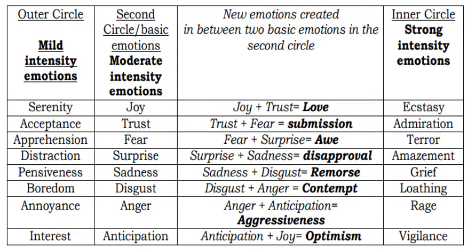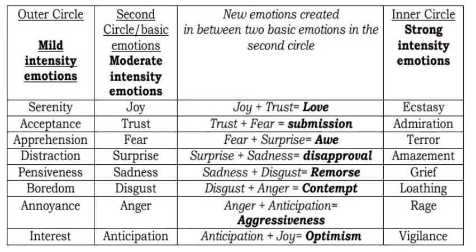So for clearer presentation of the wheel of emotions, look closely at the tabular presentation on the intensity of emotions. Observe that when two basic emotions on the second circle are combined, it results in another emotion. So this is the outer circle, called the mild intensity emotions, which I presented to you in the wheel a while ago. They are serenity, acceptance, apprehension, distraction, pensiveness, boredom, annoyance, and interest.